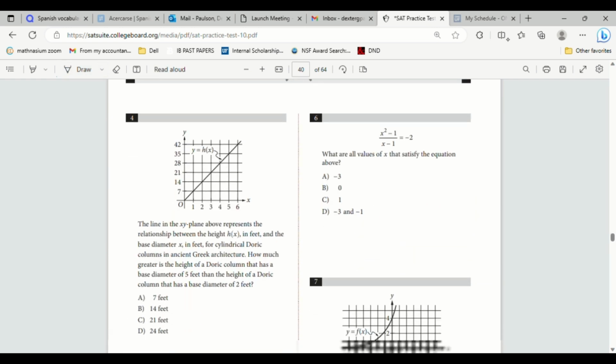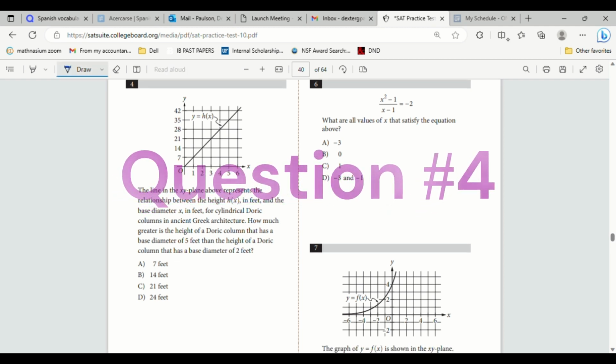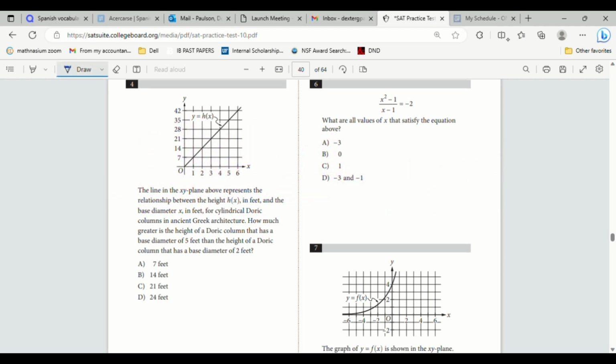Number 4, the line in the xy plane above represents the relationship between the height h of x in feet and the base diameter x in feet for cylindrical Doric columns in ancient Greek architecture. How much greater is the height of a Doric column that has a base diameter of 5 feet than the height of a Doric column that has a base diameter of 2 feet?